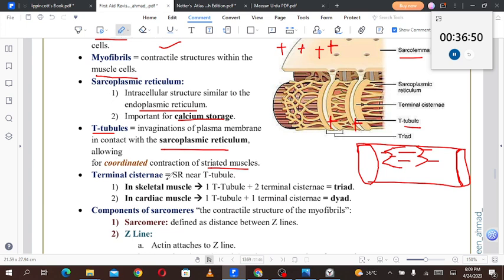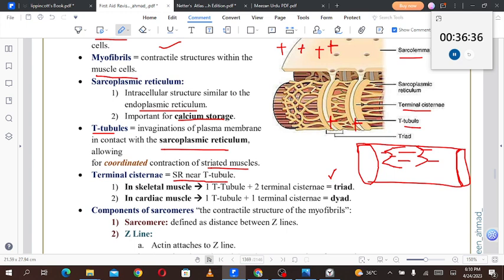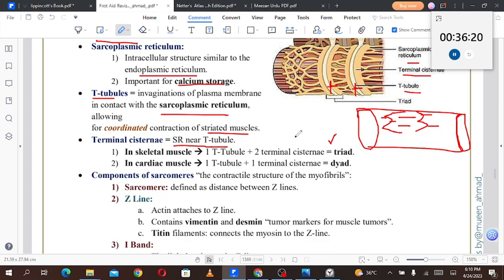The terminal cistern: the sarcoplasmic reticulum near the T tubule is called the terminal cistern. This one. So the T tubule is basically in the form of a triad. We see that in the skeletal muscle, one T tubule plus two terminal cisterns make a triad like this. Here you can see that the orange lines are the sarcoplasmic reticulum. They are tethered against the T tubule on both sides. Suppose this is the T tubule. There are two parallel structures, which are basically the processes of the sarcoplasmic reticulum, surrounding the T tubule from both sides. That is one T tubule plus two terminal cisterns making a triad.